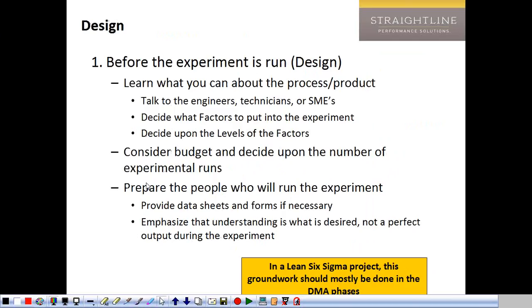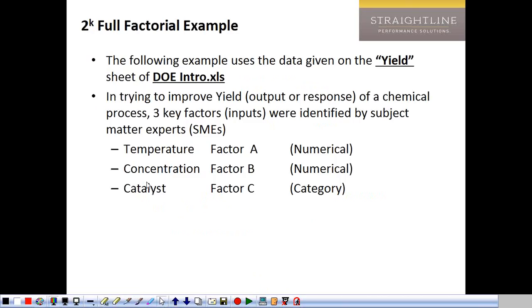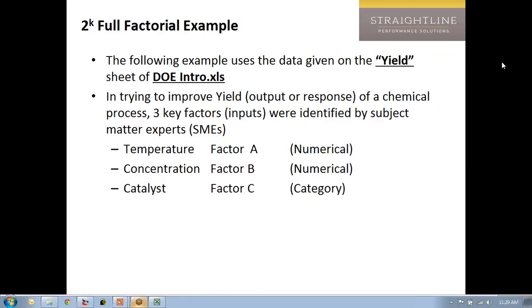All right. So now let's go into running some factorial experiments. And what I'm going to do is the yield experiment. The following example uses the data found in the yield sheet on DOEintro.xls. This one is definitely a manufacturing type of situation. So before we get into the file itself, let's just talk about what the factors are there.